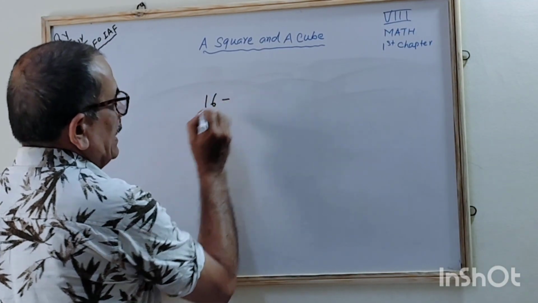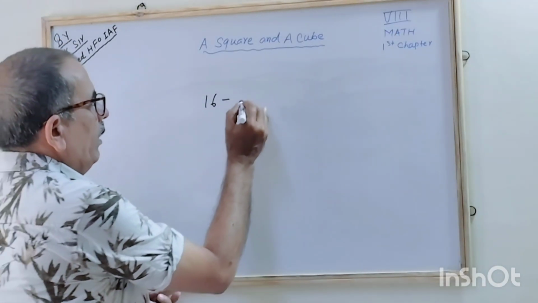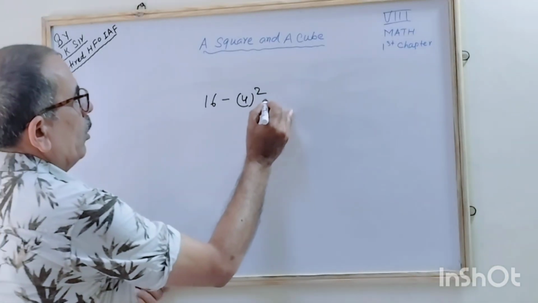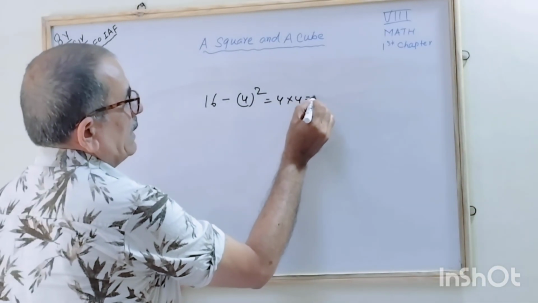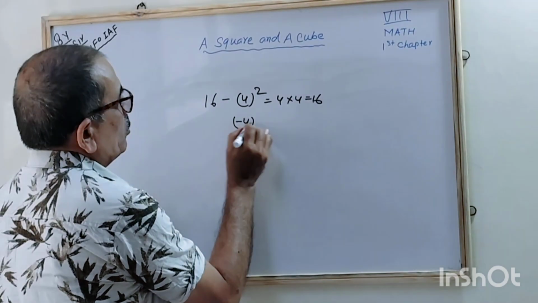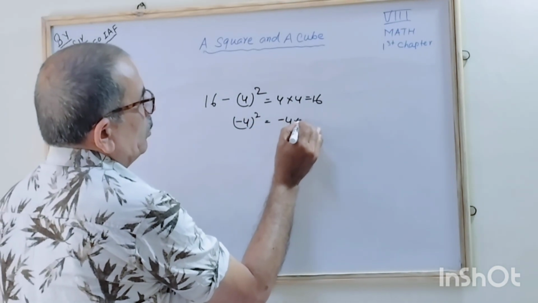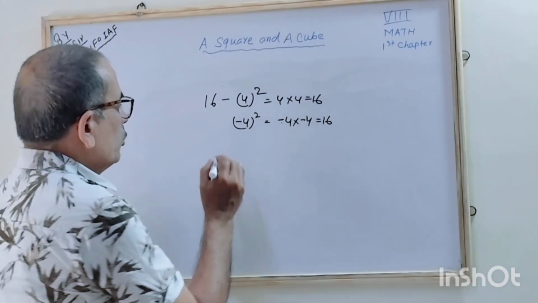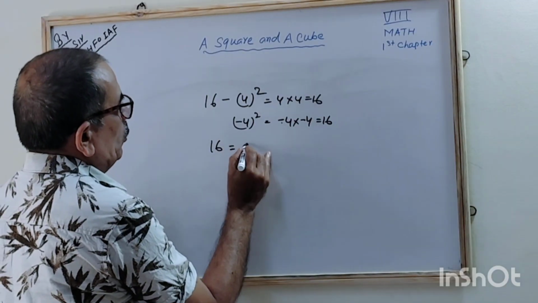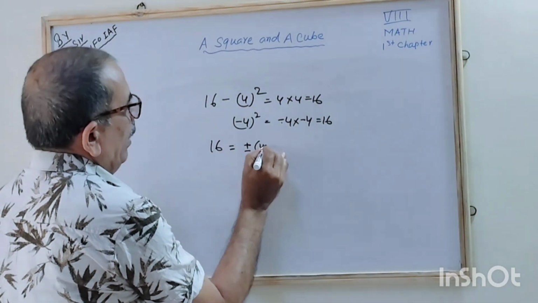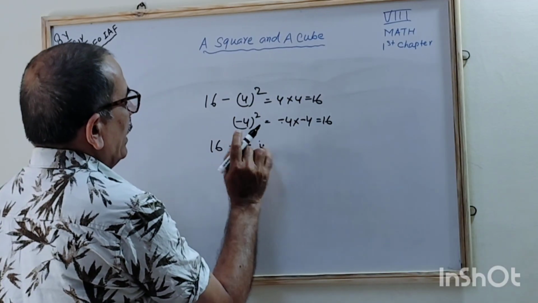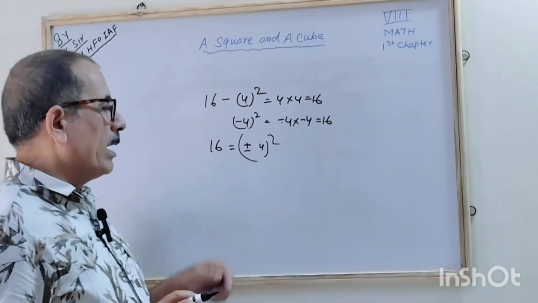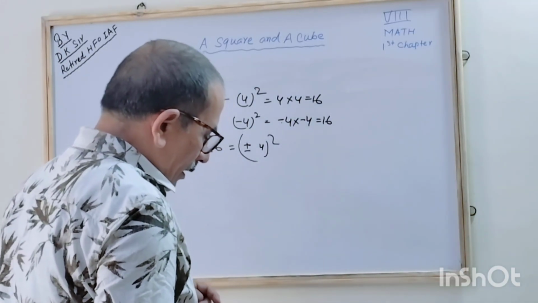Suppose it is 16. 16 is the perfect square of 4, because 4 into 4 is equal to 16. It can be the square of minus 4 also, so it is minus 4 into minus 4; minus times minus becomes plus 16, correct. So you should write 16 is equal to plus minus 4 squared. Whether you have the plus or the minus, when you square it you are going to get plus 16.